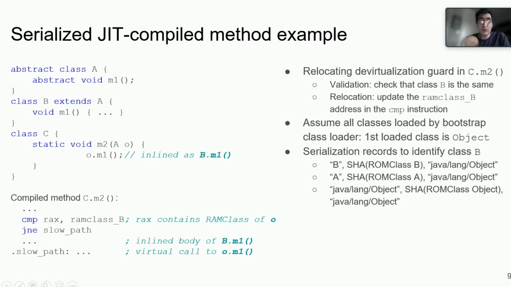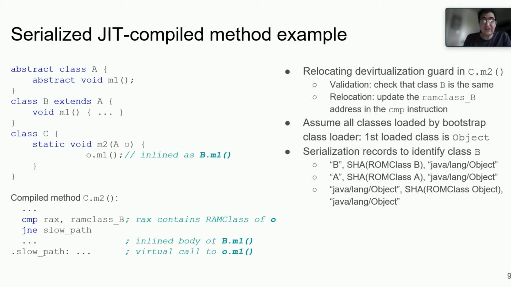First we compare the type of the incoming object. If this is B, then we continue to execute the inline body of B.M1. If the incoming object is not of type B, then we jump to the slow path, and there we execute the virtual call. When the client receives the compiled version of C.M2, it needs to patch in its own value for RAM class B. First, it needs to find its version of RAM class B, and then it needs to ensure that its version is equivalent to RAM class B used when the compilation was performed.